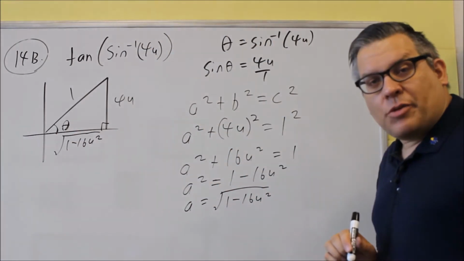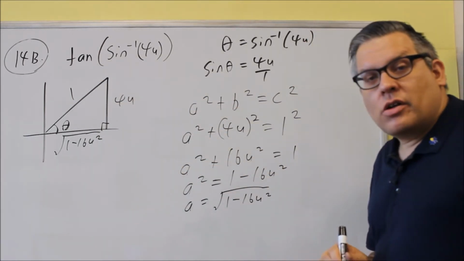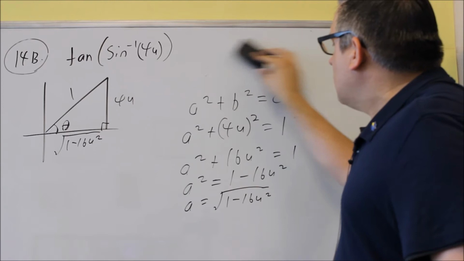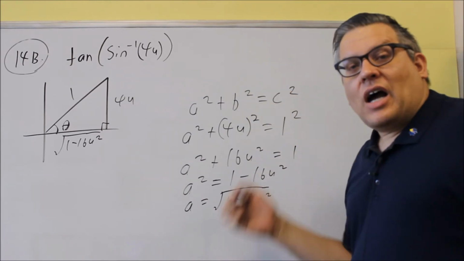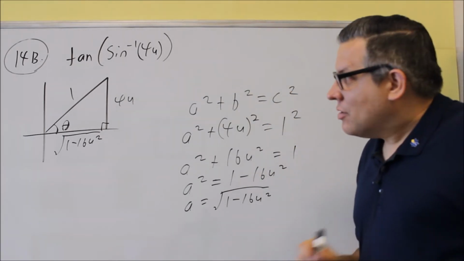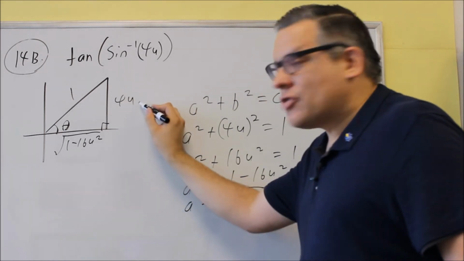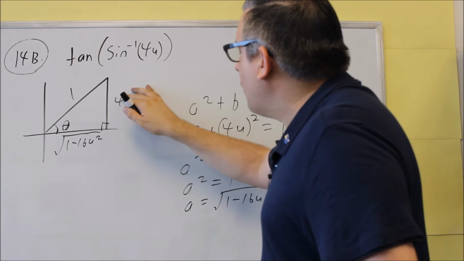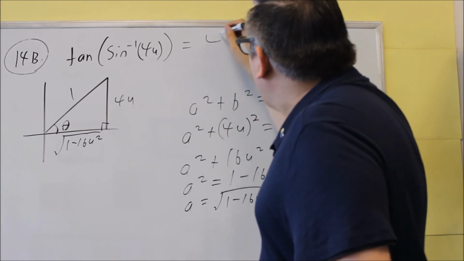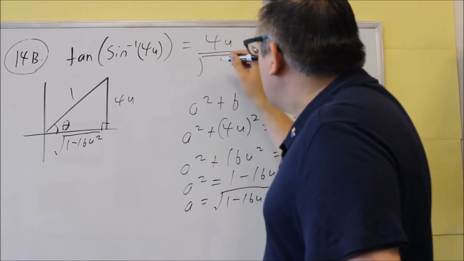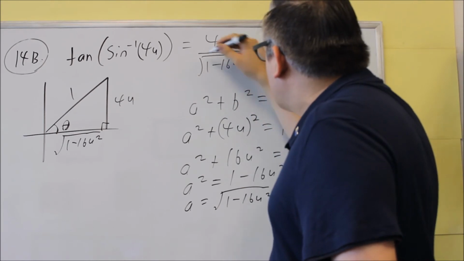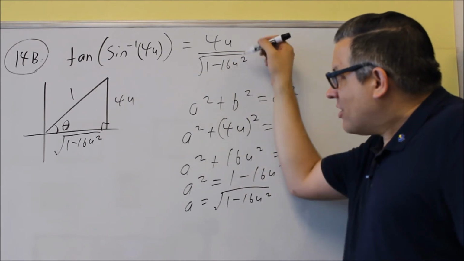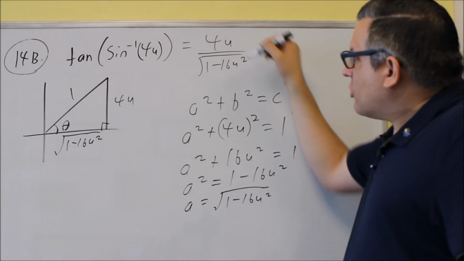Now that we have all the sides labeled, we're ready to use the outside one in order to write our answer. So we're going to use the definition for tangent. Definition for tangent, opposite over adjacent. So the opposite side is 4u, the adjacent side is the square root. Okay, so for that we have 4u is going to go on top, the square root is going to go on the bottom. So again, that's going to be opposite over adjacent. So this is our answer.